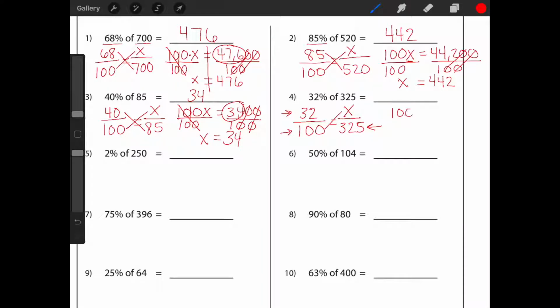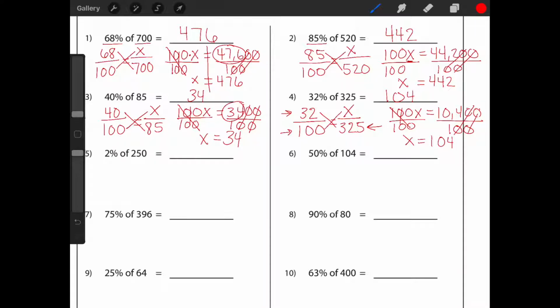And again, the cross products is, to me, the easiest way to do it. So 100x equals 32 times 325. 32 times 325 is 10,400. How do I get rid of that coefficient? I'm going to divide it out. Divide both sides by 100. And that leaves me with x equals, my zeros cancel, 104. So 104 is 32% of 325.